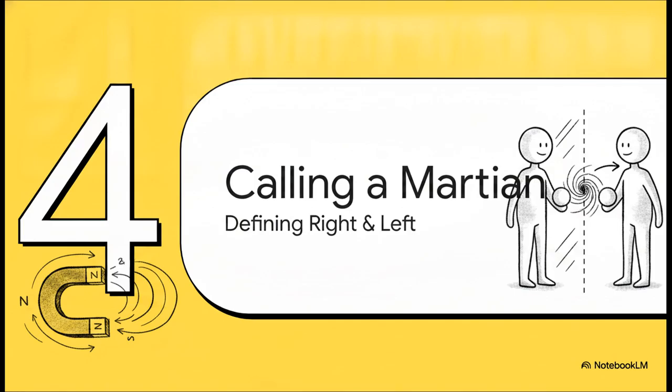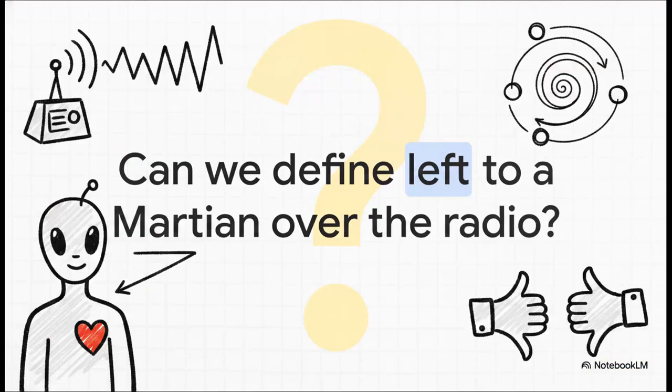But this leads us to a really incredible, mind-bending thought experiment. Imagine we finally established contact with a Martian, but we can only talk to them over the radio. We can't send them any physical objects at all. We describe our height in atoms, our basic shape, our organs. We tell them we have a heart.